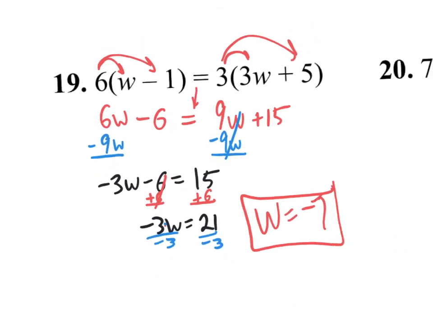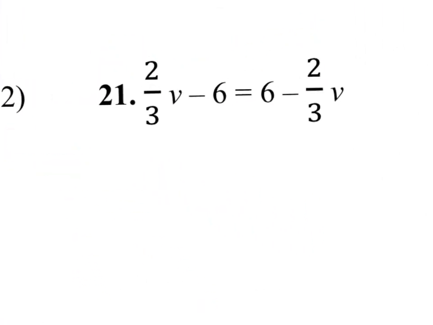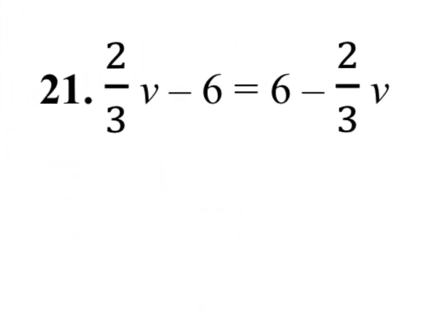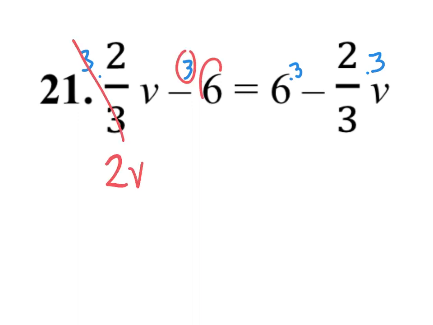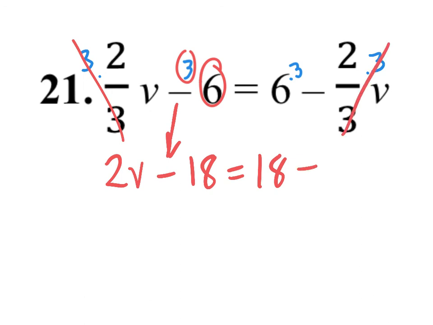Final question, number 21. Explaining all the odd ones. Whenever you have a fraction, you could get rid of the fractions by multiplying everything by that denominator. So let's multiply everything by the denominator 3, everything by 3. 3's cancel, I have 2v. 3 times 6 is 18, and we have a minus 18 because the minus sign is in front. Equals 18 minus, that cancels out, and we have 2v.